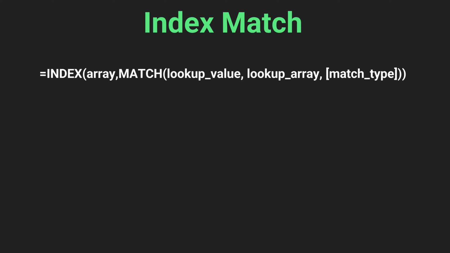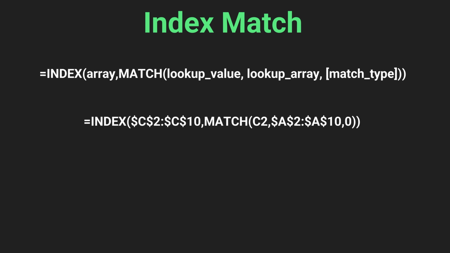Let's jump into a quick screen example to see the different pieces of the index match formula. The syntax for this example would be C2 through C10 for the index's array, a match formula for the row number that has C2 for the lookup value, A2 through A10 for the lookup array, and 0 for the match type.